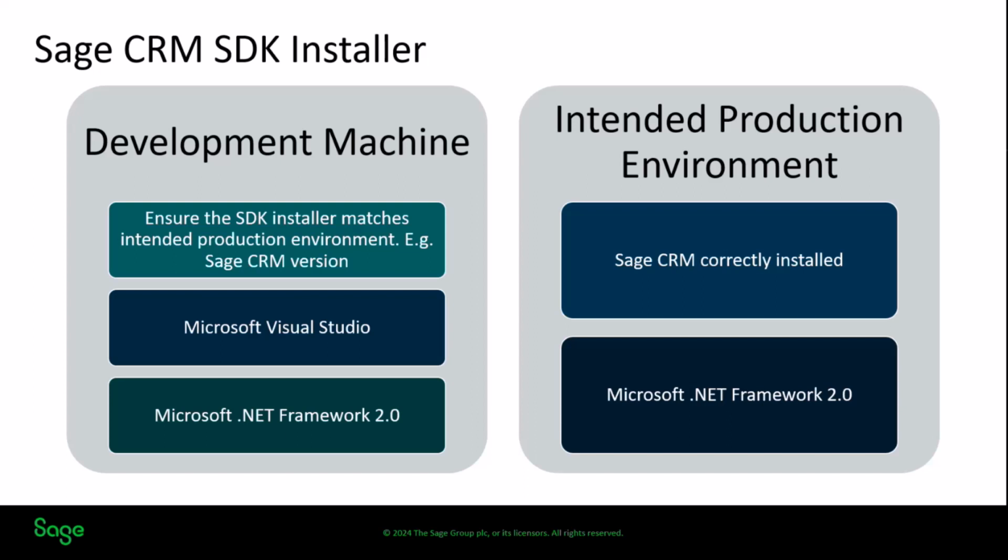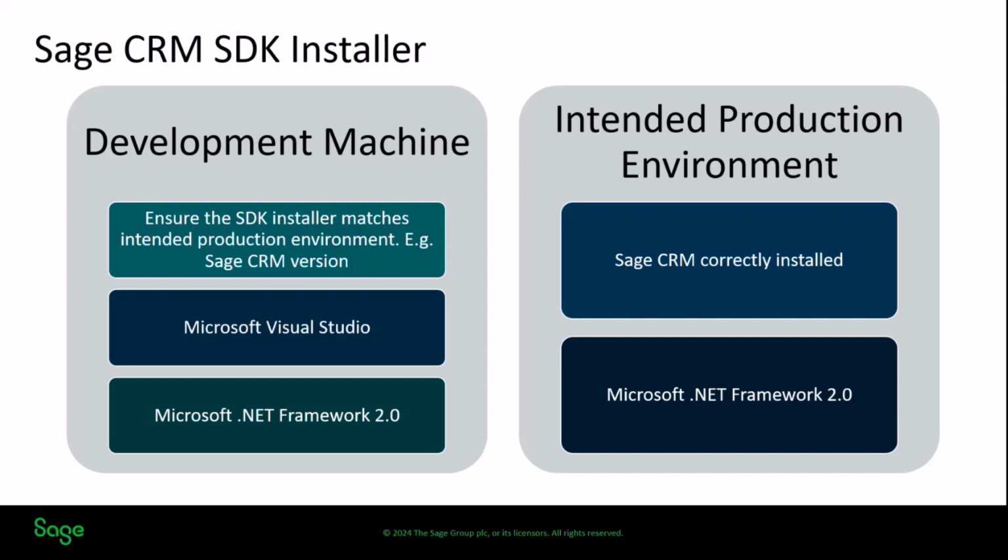On the production environment, we will need to have Sage CRM installed. We will need to have the .NET Framework 2 in place. It's using that framework model. That's older code, but it still checks out. It's subsumed into the later .NET frameworks, so it is incorporated there. I've never run into a recent incident where somebody doesn't have that, because it's all part of the framework.